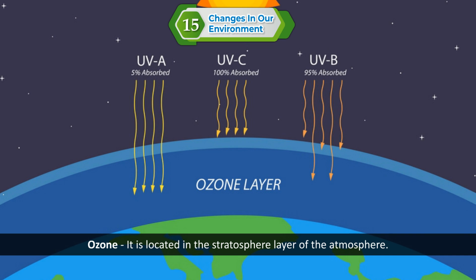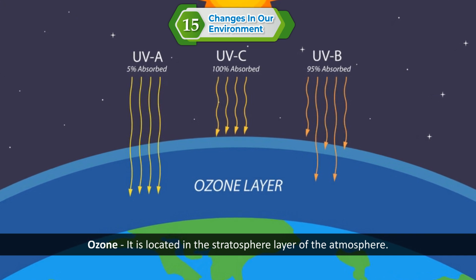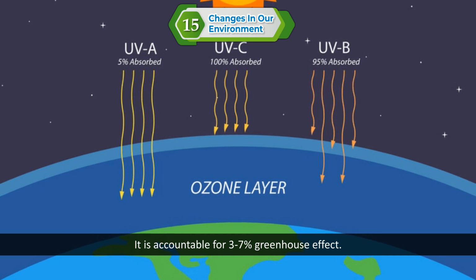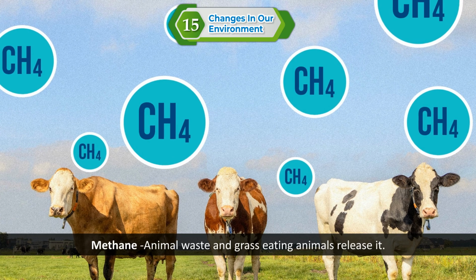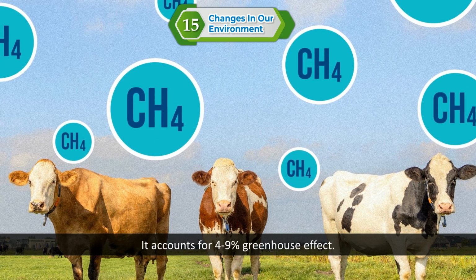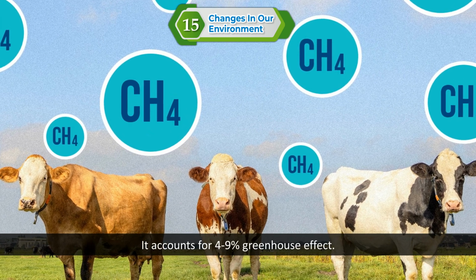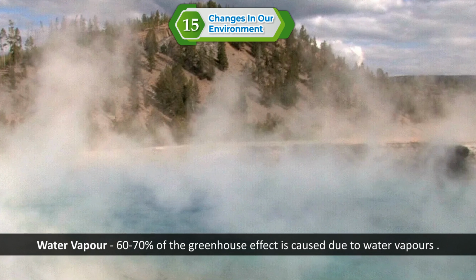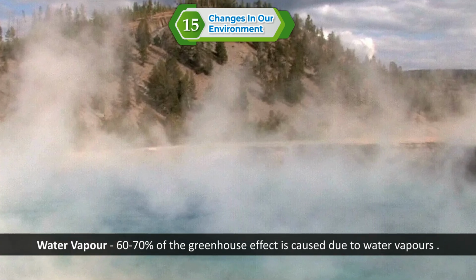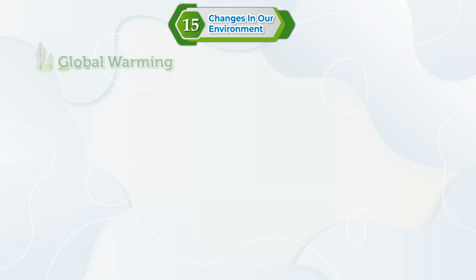Ozone. It is located in the stratosphere layer of the atmosphere. It is accountable for 3 to 7% of the greenhouse effect. Methane. Animal waste and grass-eating animals release it. It accounts for 4 to 9% of the greenhouse effect. Water vapor. 60 to 70% of the greenhouse effect is caused by water vapor.